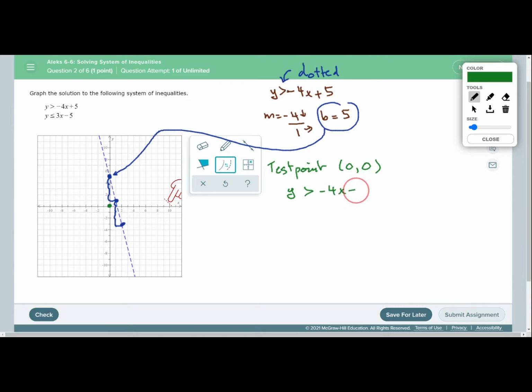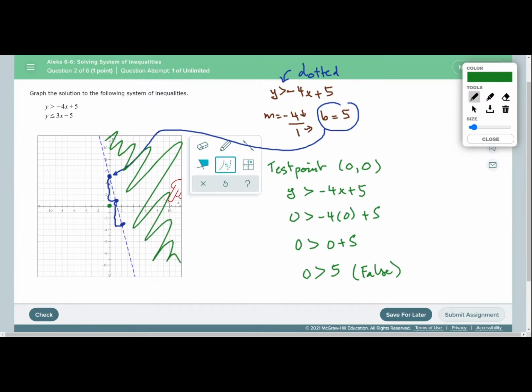Y greater than negative 4x plus 5, so y is 0, x is 0, plus 5, so 0 greater than 0 plus 5, 0 greater than 5. Interesting. 0 bigger than 5. Is that true? No, it's a false statement. Look, 0, 0 is on the left side of the line and it gives you a false statement, which means your answer will be on the right side. That's it. So you're going to shade the side away from 0, 0. Okay, I'm going to erase this.